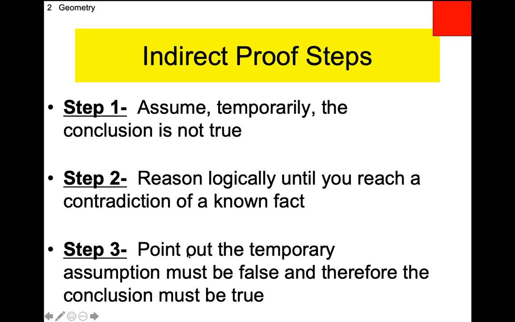So as soon as you arrive at that contradiction, step number 3, you point out that the temporary assumption must be false because you arrived at a contradiction, right? Therefore, the conclusion must be true. All right, so I need you to pause the video and write down these steps in your book of truth. This is how you do an indirect proof.